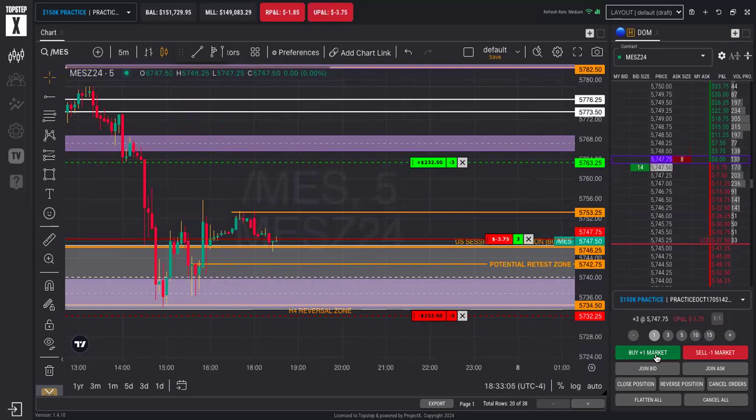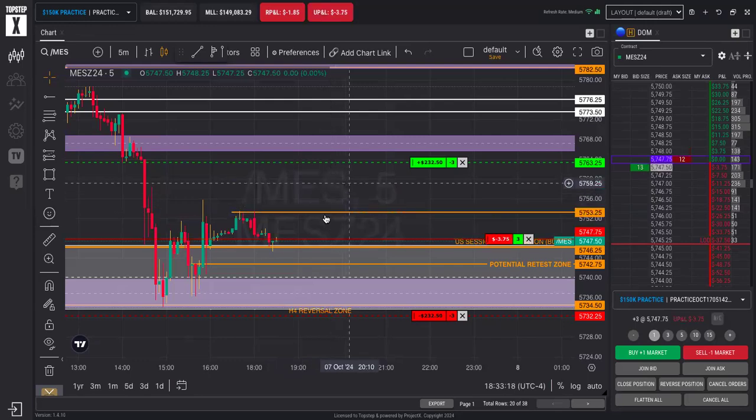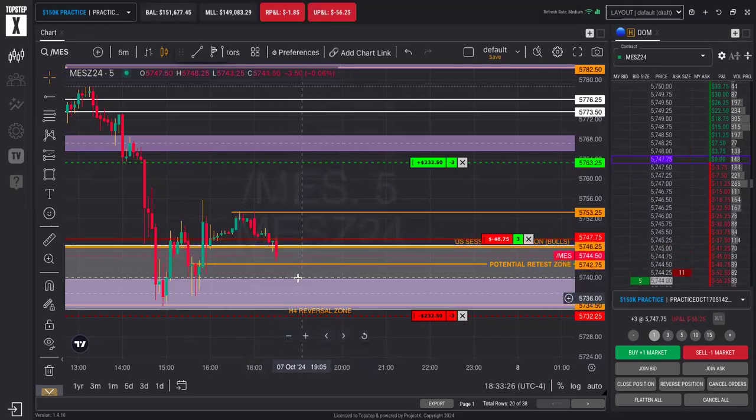As long as I have my levels marked off, it's like roadmaps, it's like video game levels, right? Price, can you get past here? I need structure, and I need you to double engulf above that structure. Can you do that? Yeah, you can. Okay, bet, I enter. If not, let's say it comes back down here and it retests.